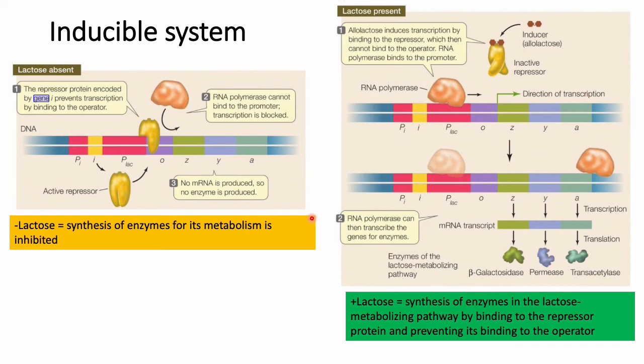When lactose is present, the synthesis of enzymes in the lactose metabolism pathway is induced by lactose binding to the repressor protein and preventing its binding to the operator. So what we see here is when lactose is present, allolactose induces transcription by binding to the repressor. When the inducer binds to the repressor, it cannot bind to the operator. And then the RNA polymerase binds to the promoter, so then we can get transcription. So the RNA polymerase can transcribe the genes for those enzymes. These are known as the enzymes of the lactose metabolizing pathway, such as beta-galactosidase, permease, and transacetylase.